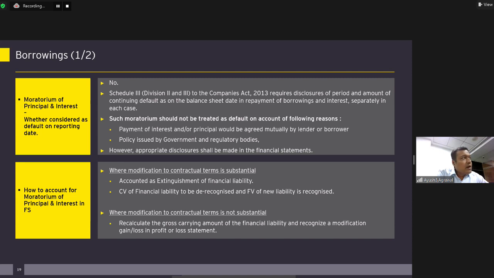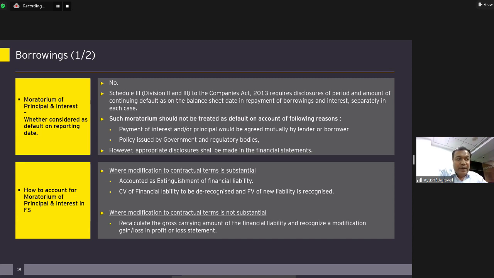Now, a common set of questions which arose was whether the moratorium should be seen as a default of repayment of principal and interest by the company. Why this question was very pertinent was that if there is a default on the part of the company, then specifically Schedule 3 requires the company to disclose the period of default as part of the notes to accounts. And that's where the clarificatory guidance also came, that a moratorium of principal and interest should not be viewed as a default.